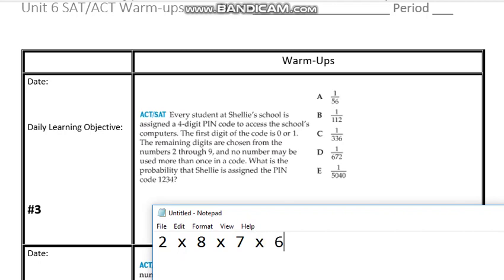We don't actually need to use any of the formulas that we learned yesterday for this one. We just need to multiply 2 times 8 times 7 times 6, which is 672. And since we want to know the probability that Shelly's pin will be 1, 2, 3, 4, there's only one combination that would be that exactly. So the correct answer is D, 1 favorable outcome out of 672 possible outcomes.